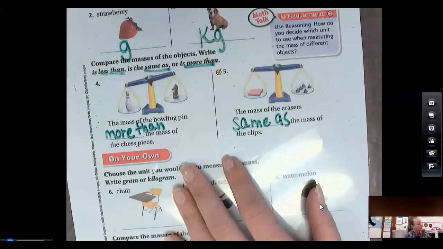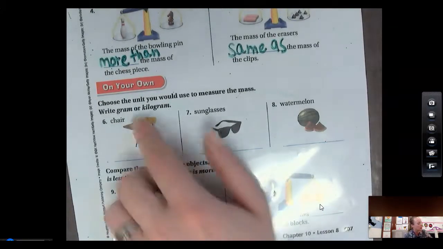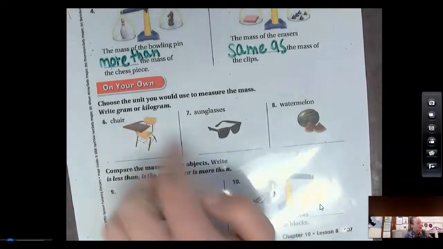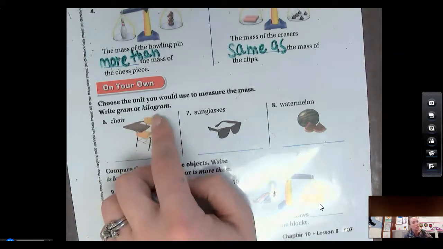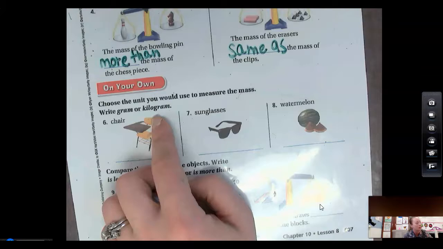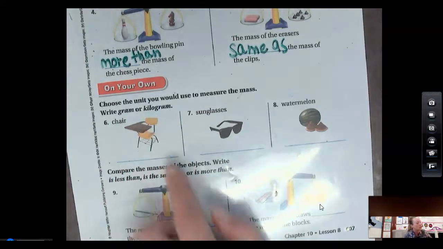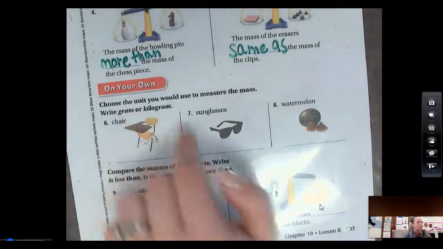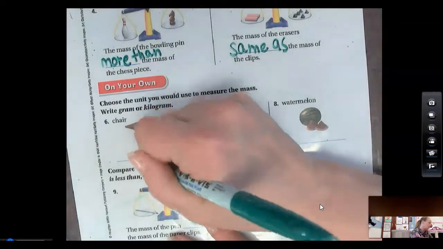All right, kiddos, let's move on. We must decide if this is a measure of grams or kilograms. Grams is a shorter word, which means it weighs not very much. Kilograms is a longer word, so that means it weighs a lot. What do you think about this chair and desk? Would we measure that in grams or kilograms? If you said grams, you are correct. Please write a G.